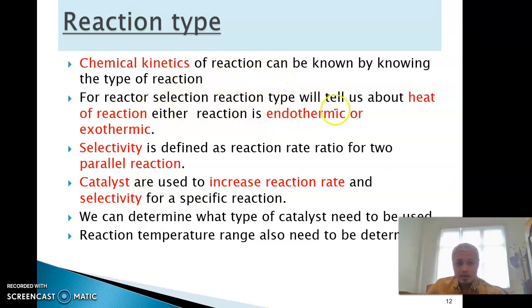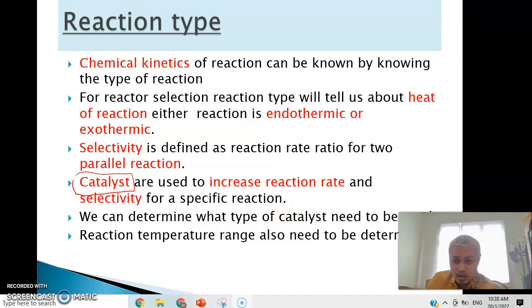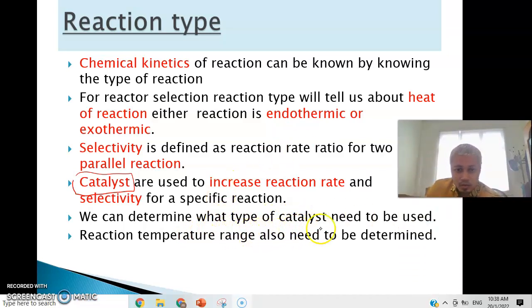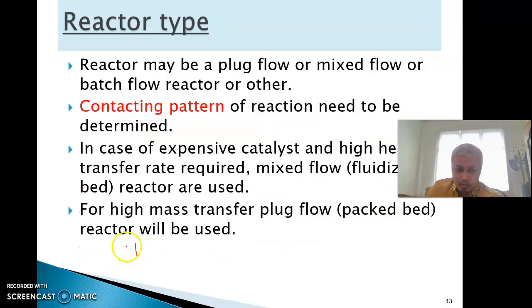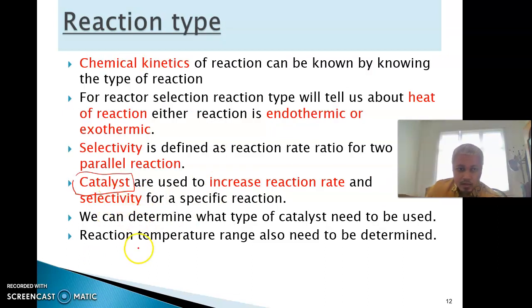Chemical kinetic of reaction can be known by knowing the type of reaction. For reactor selection, reaction type will tell us about heat of reaction, either the reaction is endothermic or exothermic. Selectivity is defined as reaction rate ratio for two parallel reactions. Catalysts are used to increase reaction rate and selectivity for a specific reaction. So catalyst is very important to increase the reaction rate if time is our problem. We can determine what type of catalyst need to be used. Reaction temperature range also need to be determined. So T is important. So for reaction type, we need to consider T, and then we need to consider R, rate of reaction, and so on.